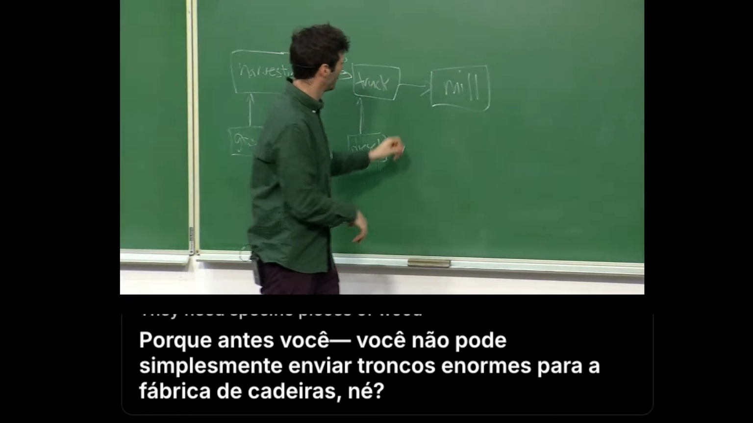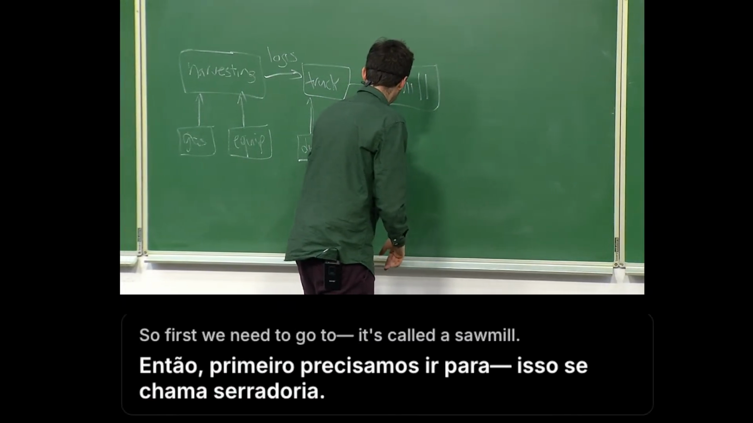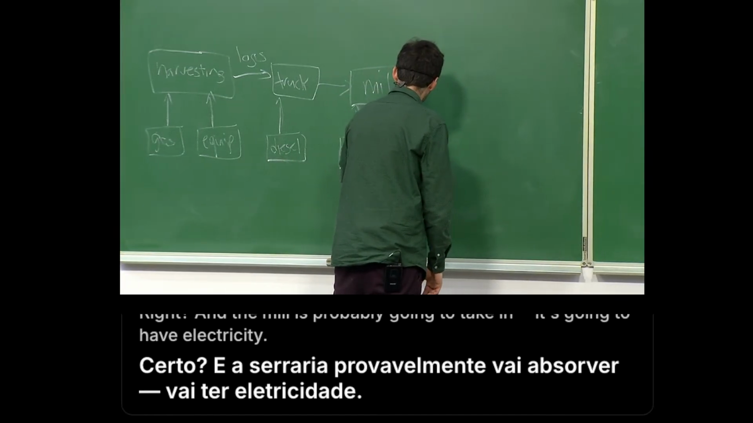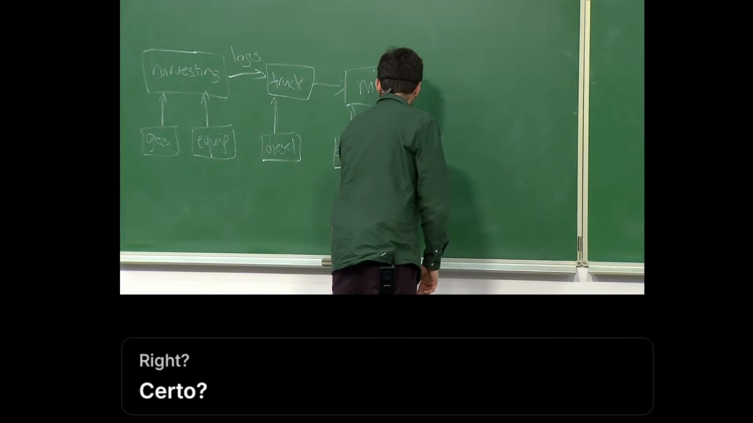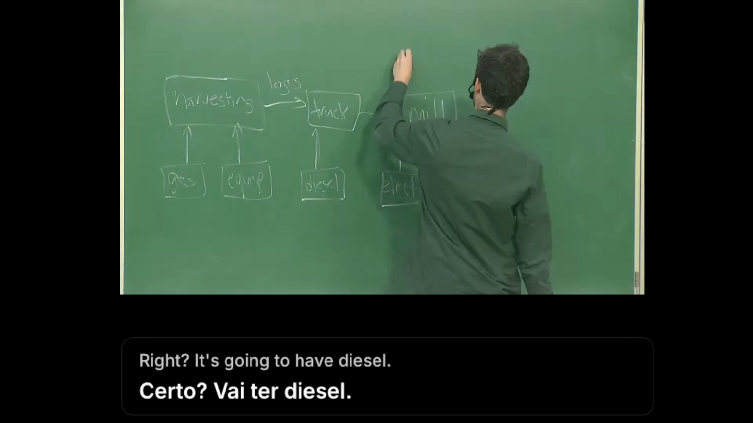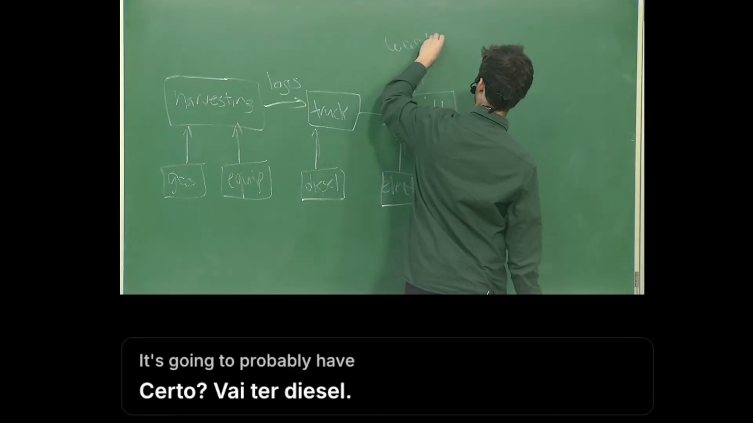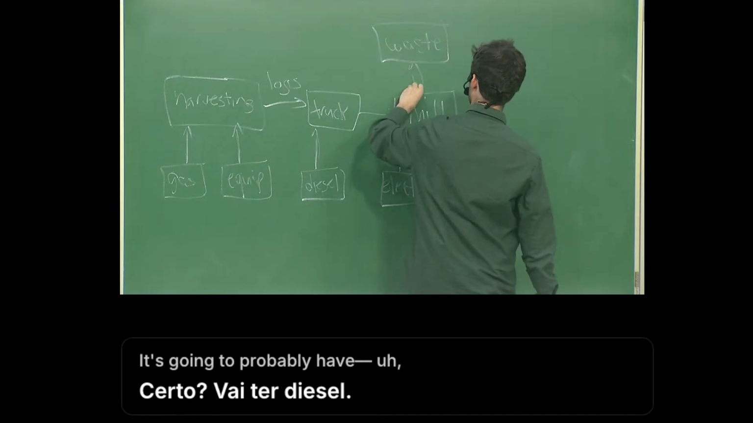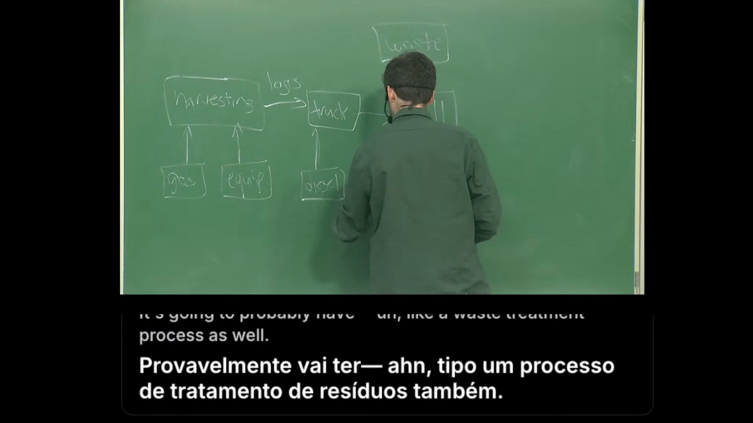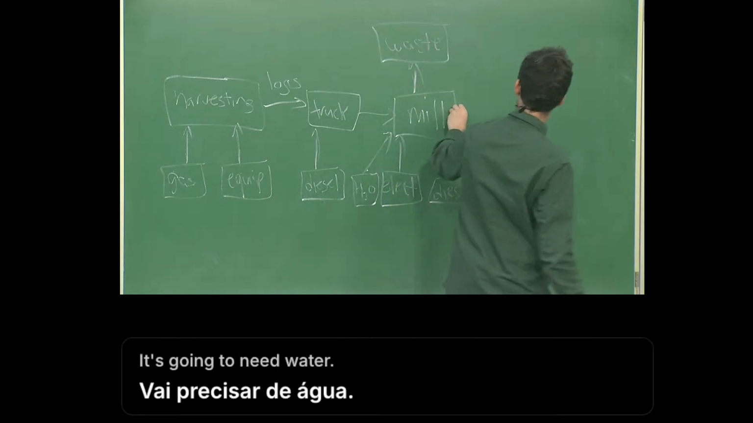And the mill is probably going to take in electricity, right? It's going to have diesel. It's going to probably have a waste treatment process as well, right? It's going to need water, H2O, and then we'll get to the next one.